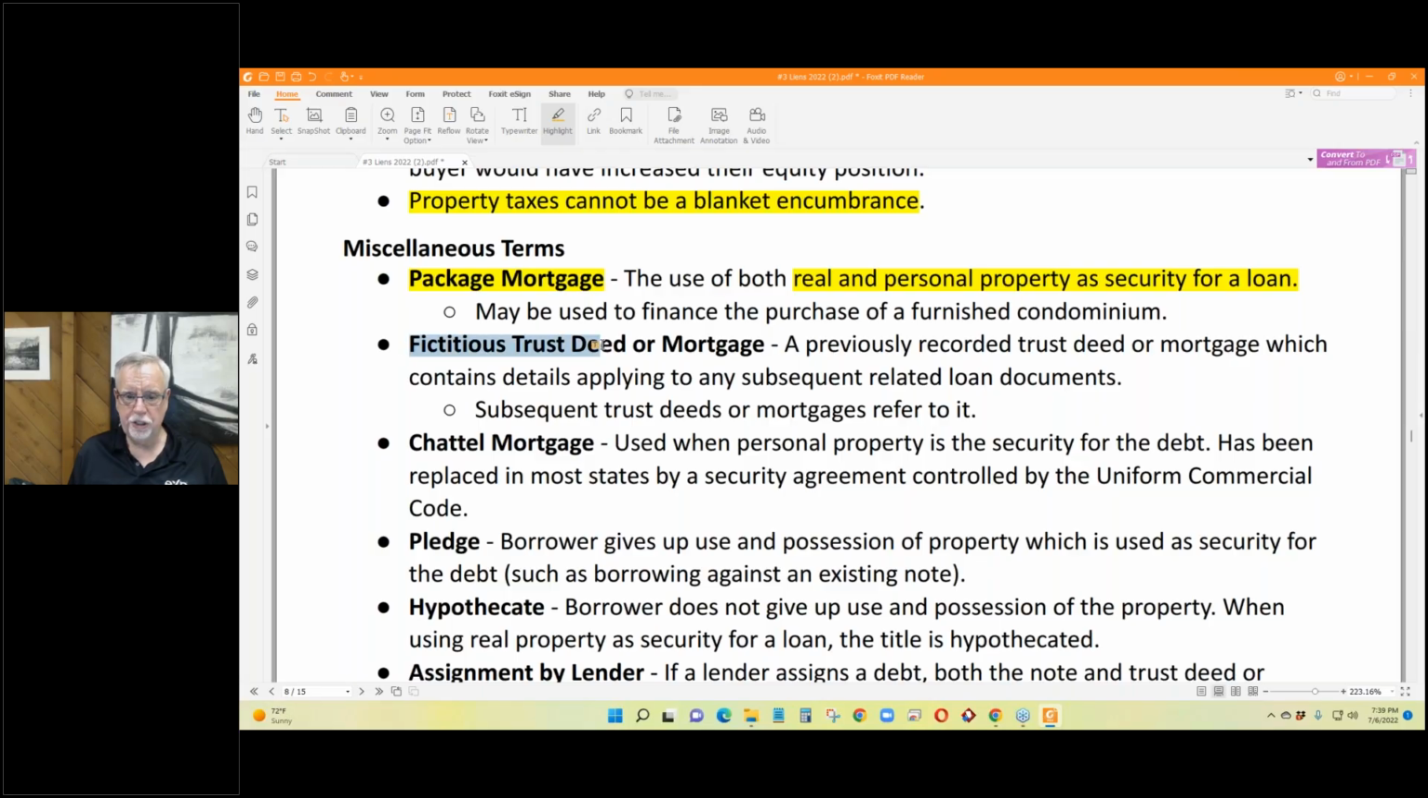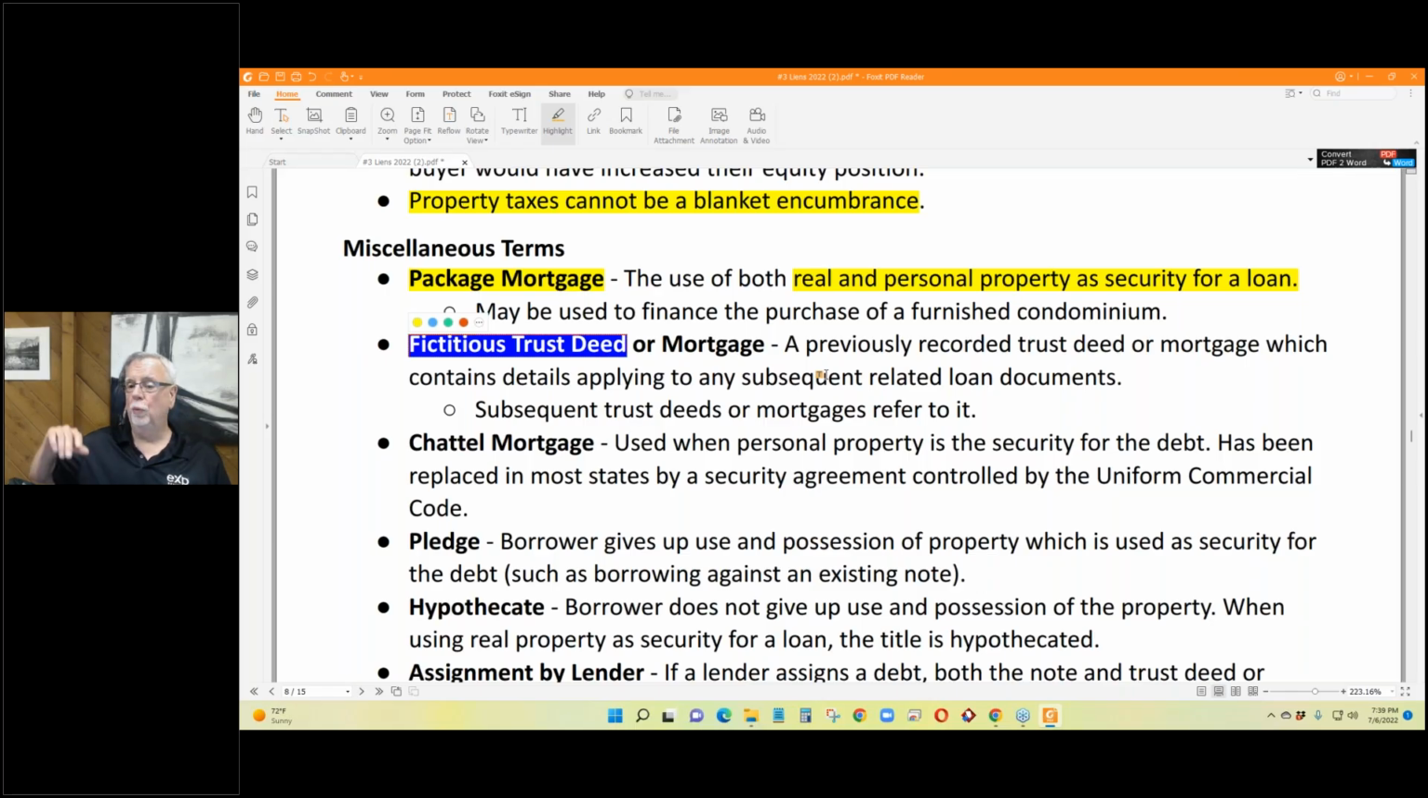A fictitious trustee or mortgage is basically all of the clauses, the whereases, the where-tos, and all that other kind of stuff. It costs money to record each page. So they take the big, thick sample form, I guess, and record it one time. It's said to be fictitious because it's not really a mortgage or a trustee on any particular property. It's just got all the words in it.